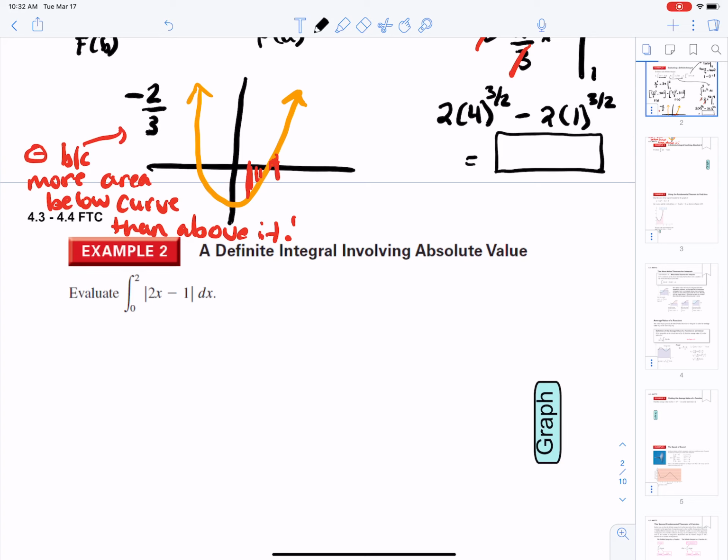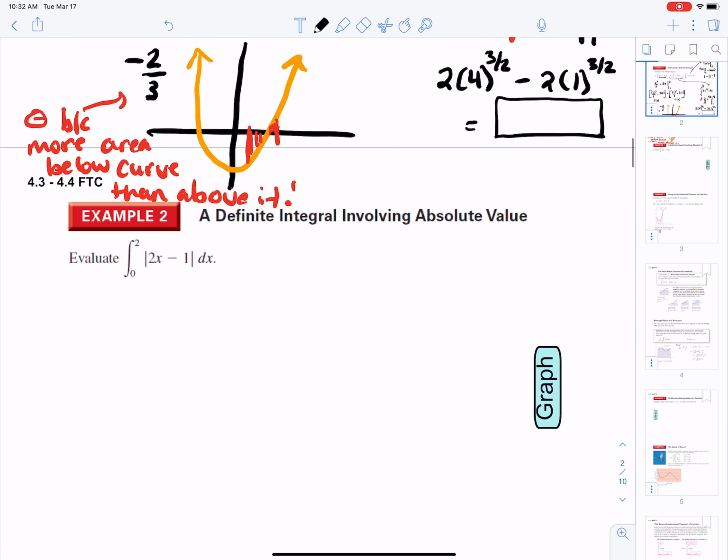Now, when you have an example that has an absolute value, you have to remember that the absolute value is kind of like two functions. So what we need to do is use the property of integrals to break up those two functions so that I have two separate areas.